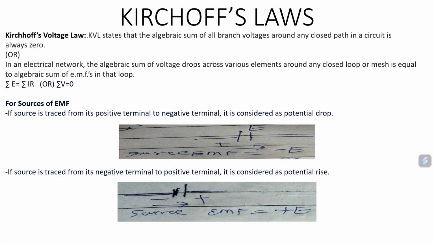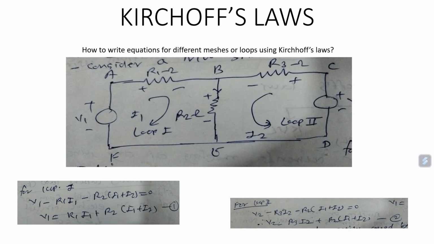Okay, so till now we have discussed KVL, Kirchhoff's law statement, and sign conventions. Now we will apply Kirchhoff's law for network solution, or for writing the equation for the mesh or loop. So in this network, which consists of resistors R1, R2, R3, and source voltage V1 on left side and V2 on right hand side. Here V2 is not visible. Just keep in mind that this is the V2 source.